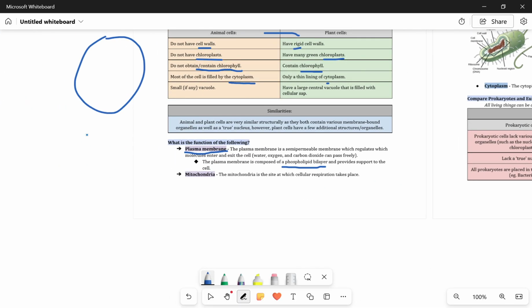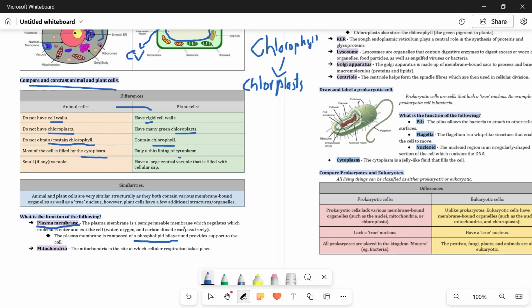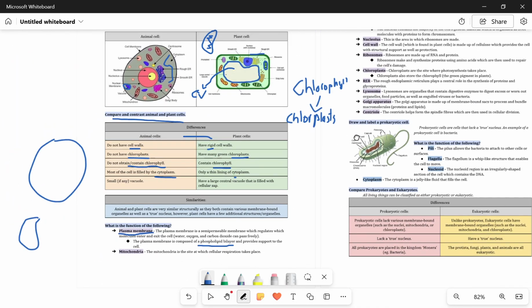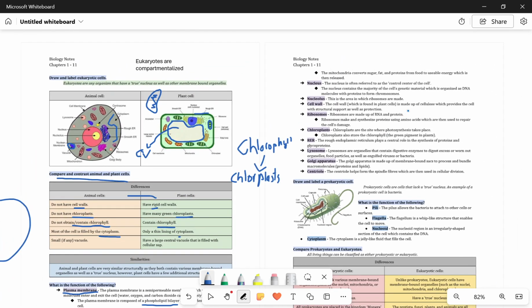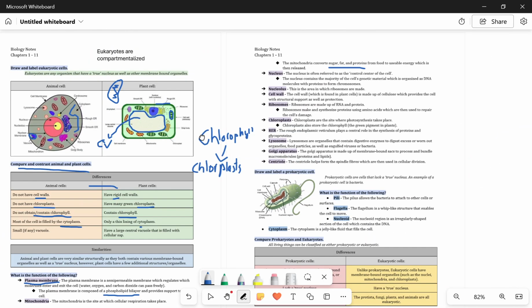Now if you look at mitochondria, it's the powerhouse of the cell. Do not use this term in your assessments. You can just say it is a site where cellular or aerobic respiration takes place. They have folds called cristae, which increase the surface area for aerobic respiration, and all of this is an adaptation to speed up the rate of aerobic respiration or metabolism in the cell. Mitochondria convert sugar, fat and proteins from food to usable energy, which is then released.